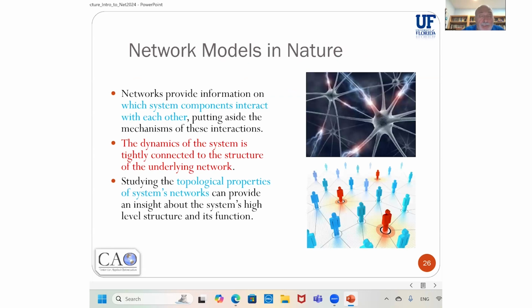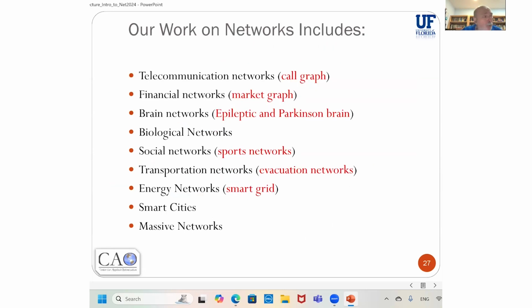Of course, networks appear a lot in nature. Networks provide information on which system components interact with each other, putting aside the mechanism of these interactions. And the dynamics of the system is tightly connected to the structure of the underlying network. Studying the topological properties of the network can provide insight about the system's high-level structure and its function. And this has been applied to many, many important problems. I will tell you a few things about my work with my group and also with Latin, some of these works.